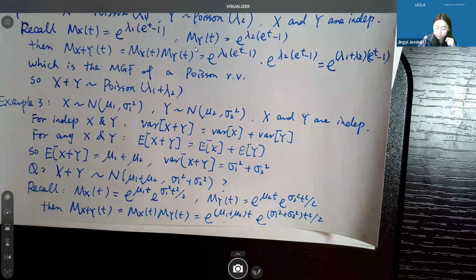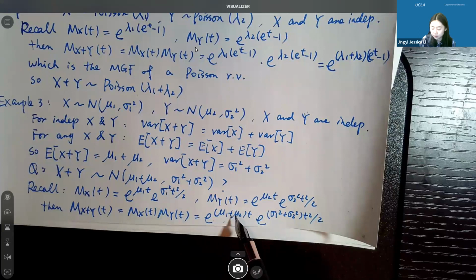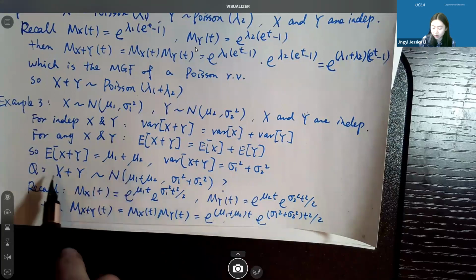And now you see, by comparing this form of the MGF of x plus y to the MGF of a normal variable we derived, you can recognize that this is still the MGF of a normal random variable. The mean is just the coefficient of t. The variance is the coefficient of t squared over 2. So then we recognize, oh yeah, the x plus y mean is mu1 plus mu2, and the variance is sigma 1 squared plus sigma 2 squared, which is the same as what we derived using the mean and variance formulas. And this gives us that it's a normal variable. So that's why we conclude that.